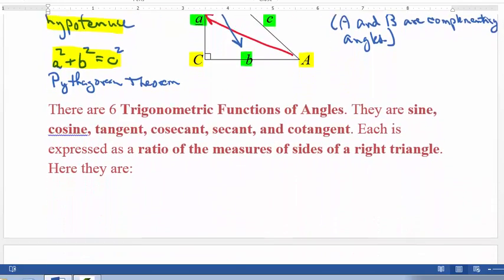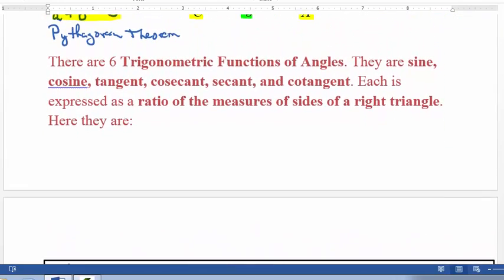Now here's where the new stuff comes into play. 6 trig functions of angles. There are 6 trigonometric functions of angles. And what are the names of those? They're called sine, cosine, tangent, cosecant, secant, and cotangent. And how are they expressed? They're going to be expressed as ratios of the measures of sides of a right triangle. And then I define them on the next page.